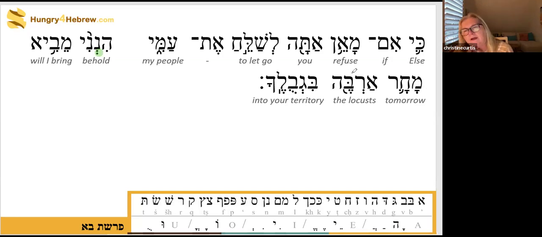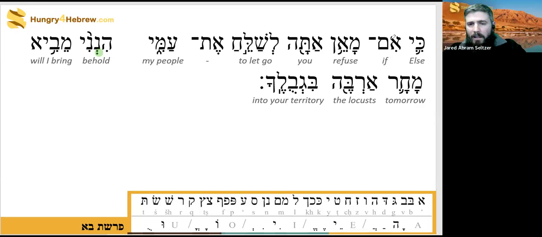Machar arbe bigvulecha. Very good. Excellent. Ki im ma'en ata l'shaleach et ami hinni mevi machar arbe bigvulecha. Excellent reading. Here it's supposed to be a silent shva there, but because we have two noons in a row, it actually preserves some sort of sound. It's an audible shva. Otherwise, it's just hineni.